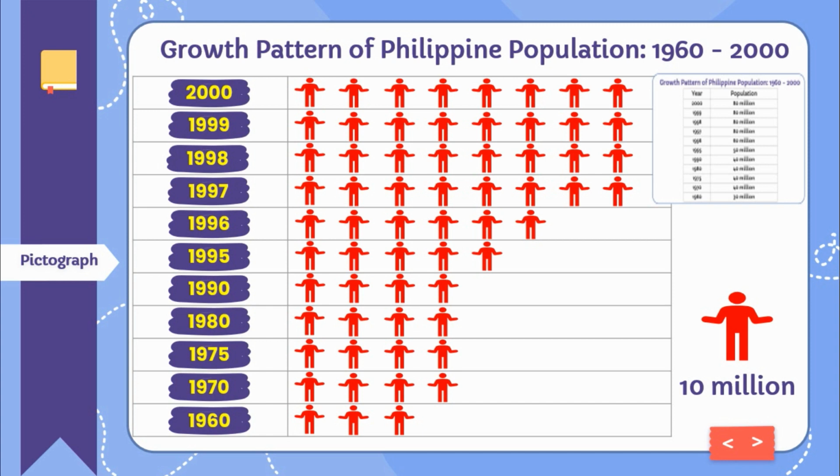Okay, so there. Hanggang sa matapos ka. Okay, now clearly, if we're going to try to analyze the growth pattern of Philippine population during the 1960 to 2000, we can say that the population is increasing. Hindi na siya bumaba, diba? Kasi from 30 million up to ilan yan? 10, 20, 30, 40, 50, 60, 70, 80 million. So, that's how we construct pictograph.